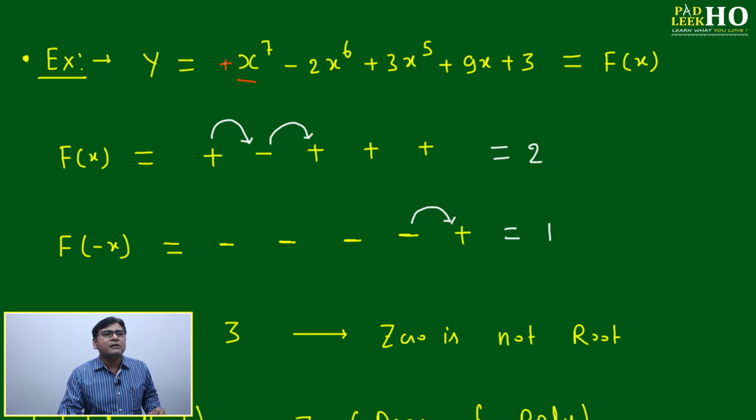Same thing we are counting here. Plus, minus, plus, plus, plus. This I have written. Now we have to check the number of sign changes, plus to minus or minus to plus. How many times? Here plus to minus, one time.